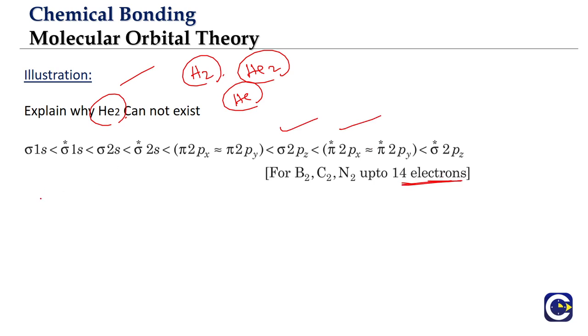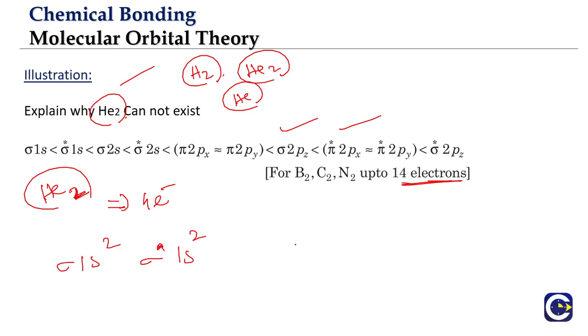Helium has how many electrons? Each helium has 2 electrons. He2 means totally 4 electrons. If the He2 molecule exists, the count of electrons is 4. Now we have to arrange them. Sigma 1s will take 2 electrons, then sigma star 1s will take 2 electrons.